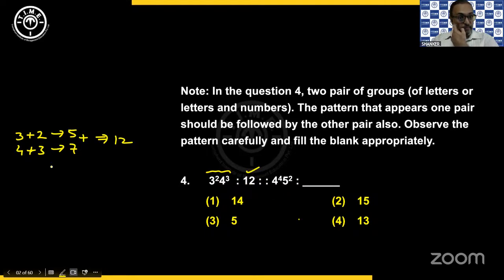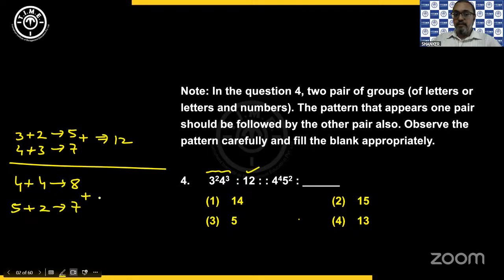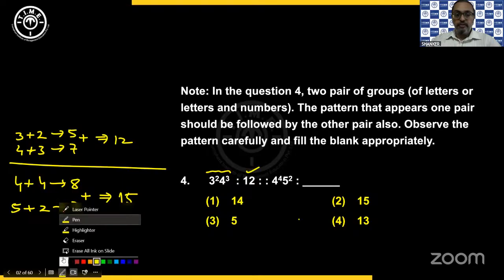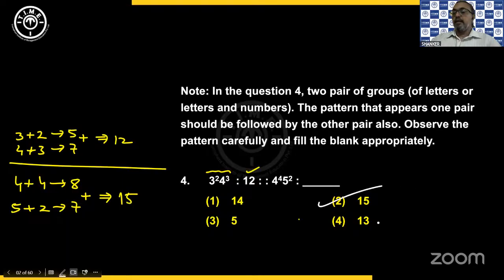Now, if I do the same, looking at the same concept, 4 plus 4 gives you 8, and 5 plus 2 gives you 7, and you add these numbers, that will give you 15. And I do have an option of 15, and that is what we can mark as the answer. Now, sometimes there is more than one way to answer the question.